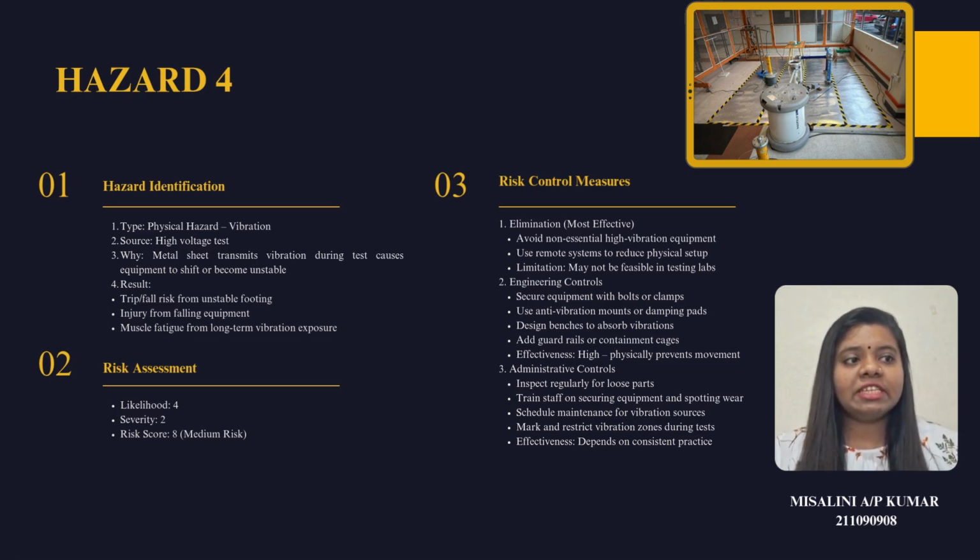To control this, elimination is the ideal but not always practical. Therefore, engineering controls such as bolting equipment and using anti-vibration mounts are highly effective. Administrative controls like regular inspection, staff training and maintenance further reduce risk. A combined approach is recommended to ensure a safe and stable testing environment.